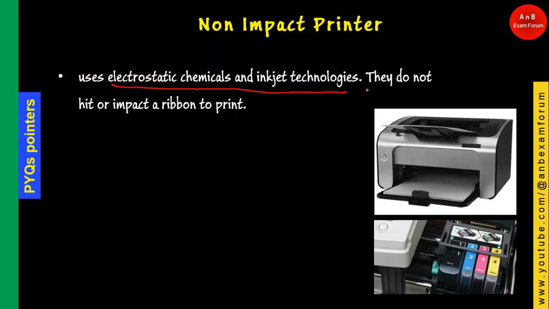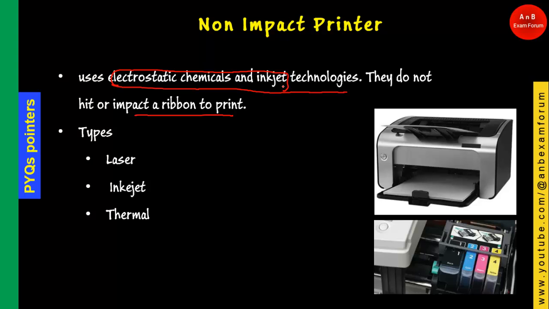In other words, they do not hit or impact the ribbon to print. Okay, so they use electrostatic, chemical and inkjet technology. And there are basically three types of non-impact printer. So generally they can ask you which of the following is a non-impact printer. Your answer would be one of these three. Commonly one is the laser, so this is a laser printer, this is the inkjet printer, and the third one is a thermal printer.